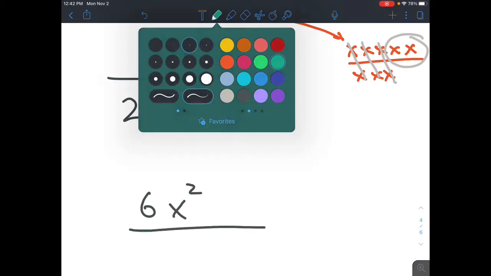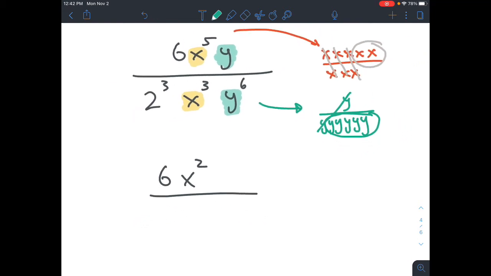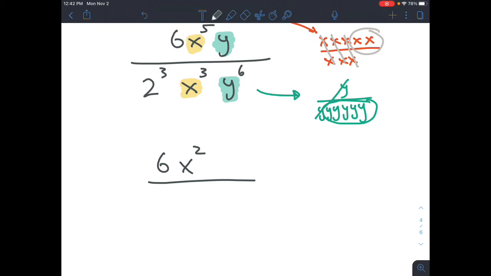And when I look at the y's, I have 1 y in the numerator and 6 y's in the denominator. So if I cancel out one pair, I'm left with 5 y's in the denominator. So I'm not going to have another y in the numerator. I have 2 cubed and y to the 5th.